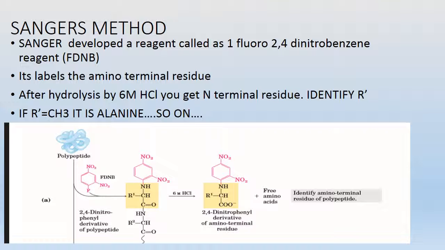But we will use this FDNB only for the initial stage of the sequencing that we are going to see. How do you know which amino acid the end terminal residue is? You need to identify the amino terminal residue with the help of some reagents. You need to identify which group is attached to it, and on the basis of that you come to know which amino acid is the end terminal residue.